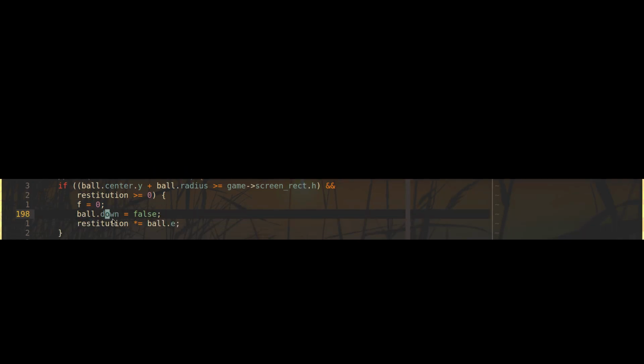I probably could have done a better job at that. I need to clamp the velocity. Then we set the time back to 0. Now the ball is going up, and then we multiply our E value by the restitution. So as it goes up, it's going to keep going up, but not as high and slower. And it's going to keep going up, not as high and slower.